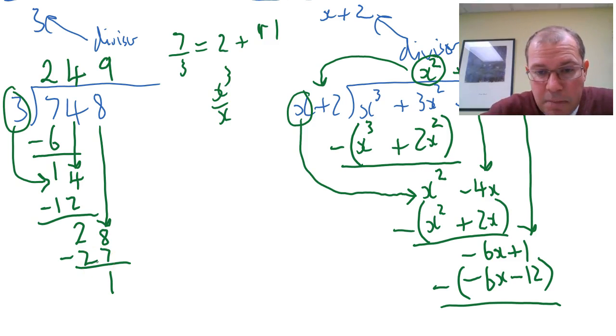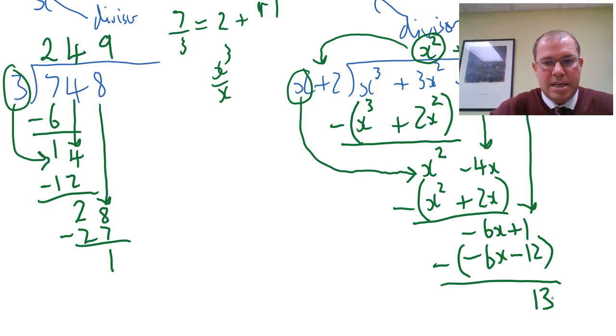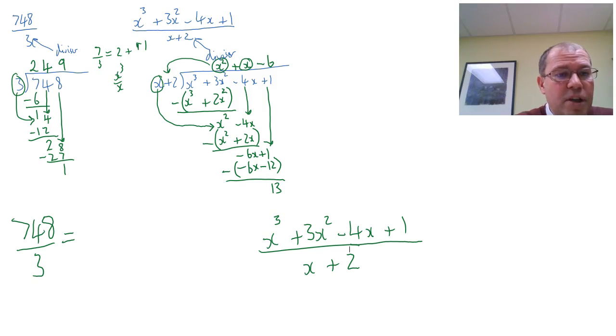So minus 6x minus minus 6x is 0 again, which is what we want. And 1 minus minus 12 is 1 add 12, so we get a remainder of 13. So if we look at the left-hand side, we had originally 748 divided by 3. And we got the answer 249, and we got a remainder of 1.